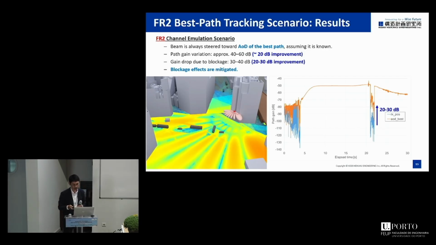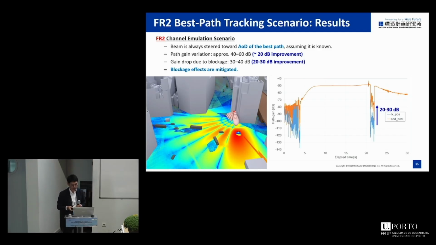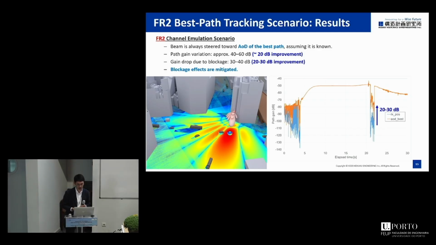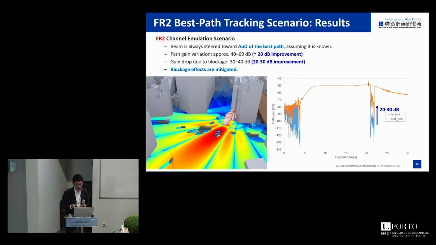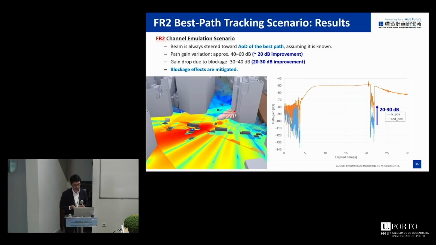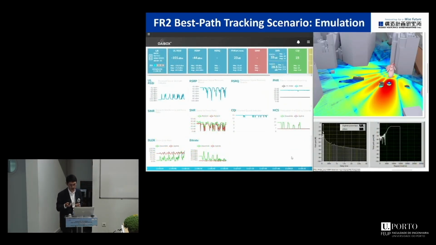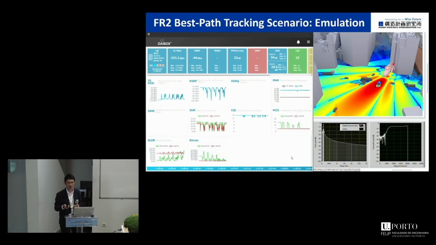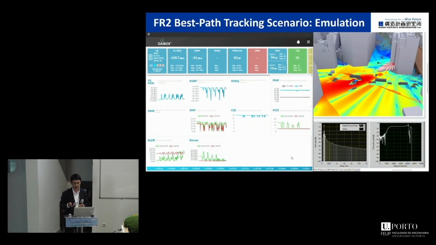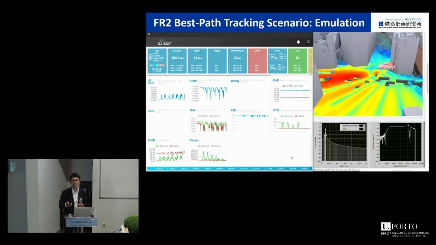This is the scenario. When the line-of-sight path exists, the beam is directed toward the car. But once the blockage occurs, the beam redirects to the strongest non-line-of-sight path. I will not replay the looped scenario here. But in this case, the UE is no longer detached, and the scenario could run continuously over multiple loops.